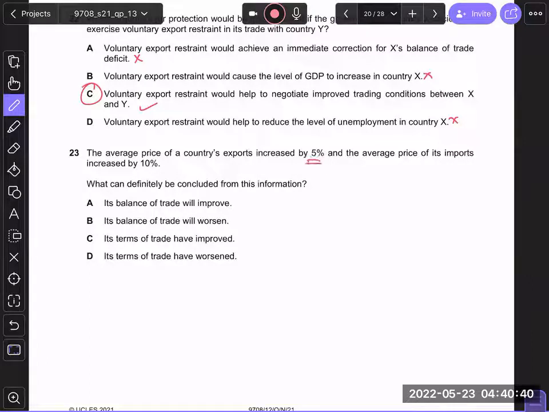The average price of a country's exports increased by 5%. The prices of exports increased by 5%. And the average price of its imports increased by 10%. What can definitely be concluded from this information? Its balance of trade will improve. Its balance of trade will worsen.